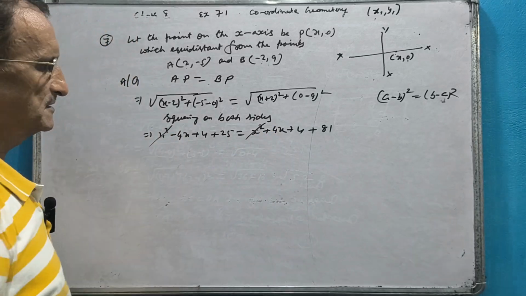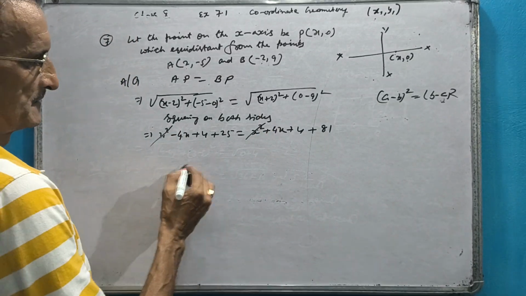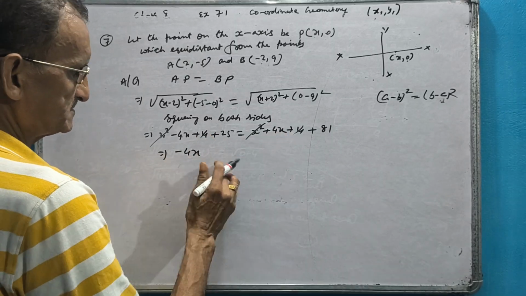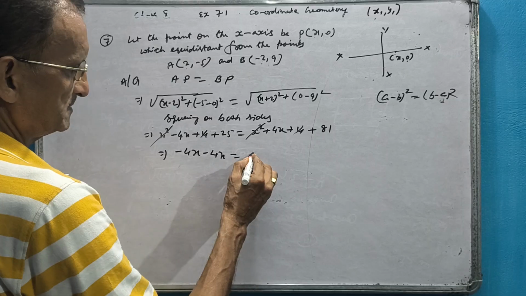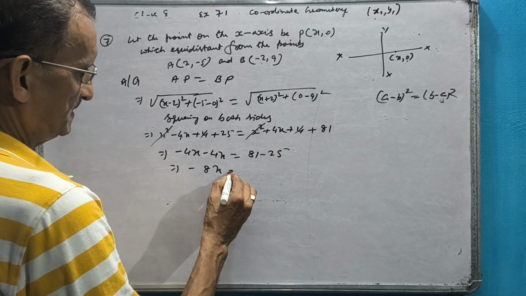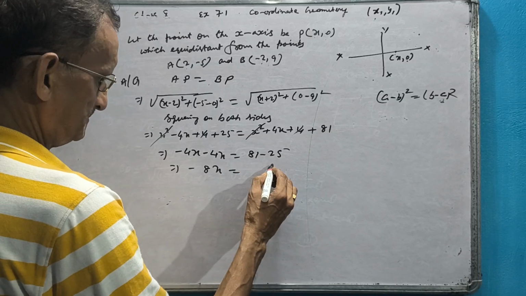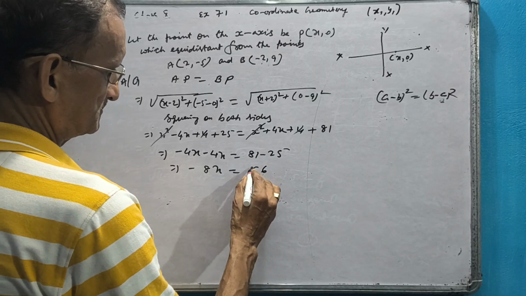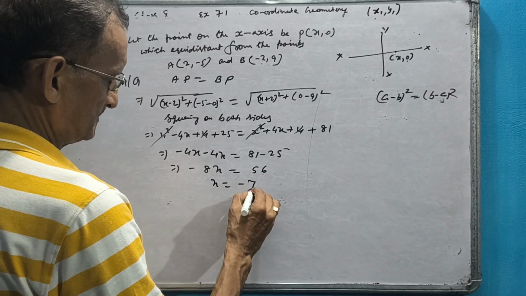So x square can be cancelled. Okay, 4 also you can cancel. So how much will we get? Minus 4x on this side, minus 4x equal to 81 minus 25. So minus 8x equal to how much do you get? 81 minus 25, 56, you will get minus. So x equal to minus 7.